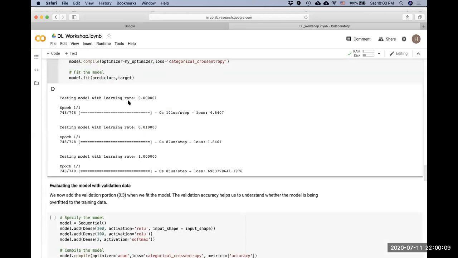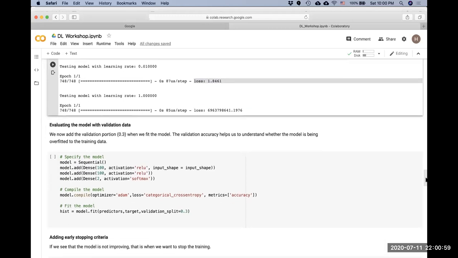So with the testing model with the very small learning rate, we get a loss of 4.6, which is higher than when the learning rate is 0.01. And of course, when the learning rate is 1, you see that the loss function is very high. And remember, the goal is to minimize this loss function. So the lower the value, the better the result. In this case, the very small learning rate couldn't even arrive at this value. It did not have enough iterations to find the best set of parameters in order to minimize this loss function. Okay.